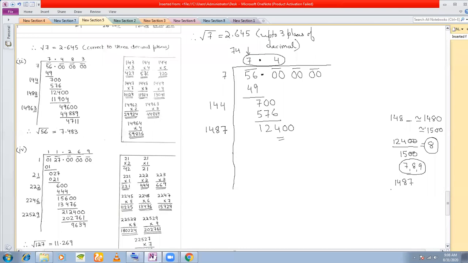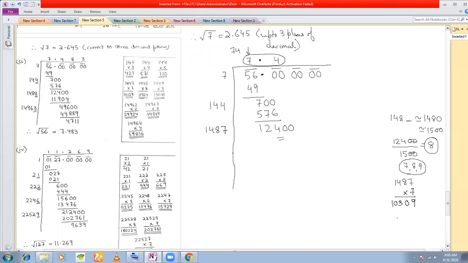Put a 7 here. So let's try 1487 into 7. 7 sevens are 49, 4 and 6 is 50, 5, 28 plus 5, 33. So you are getting 10,309, which is less than 12,400.